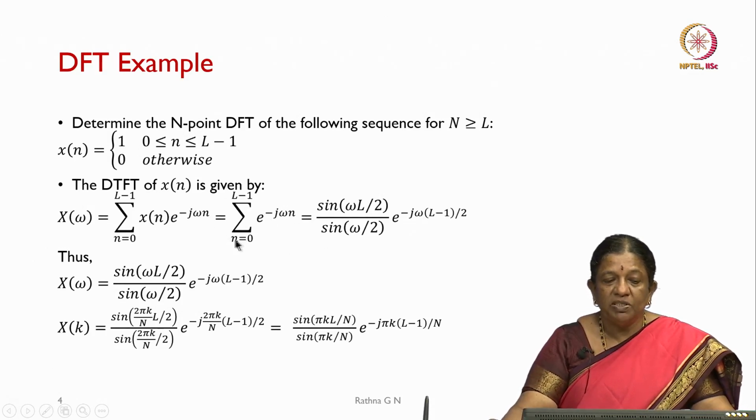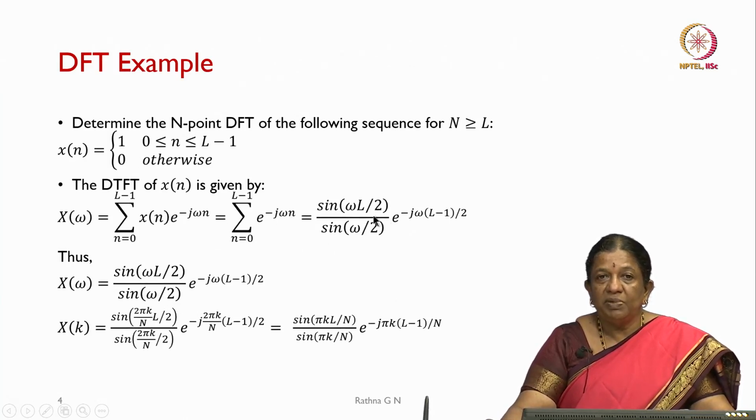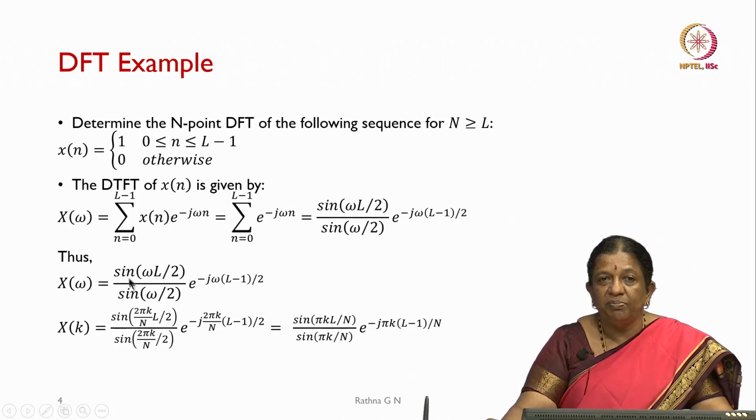So what happens then? The sum over n is equal to 0 to L minus 1 of e power minus j omega n, which we represent as sin of omega L by 2 divided by sin of omega by 2, into e power minus j omega into L minus 1 divided by 2. So this is what our equation is. I think something must be boggling in your mind. We call this a sinc function.